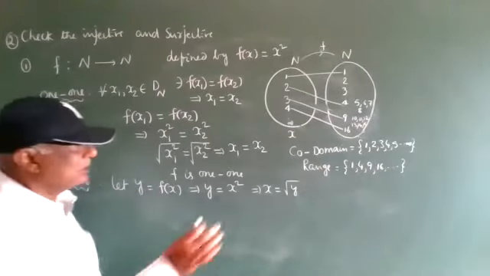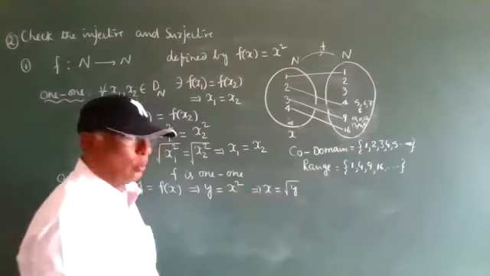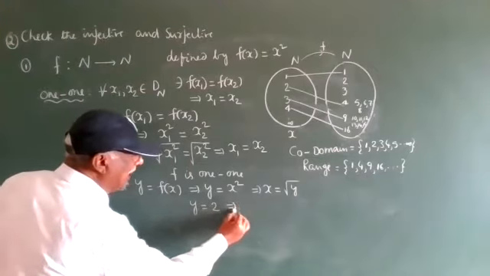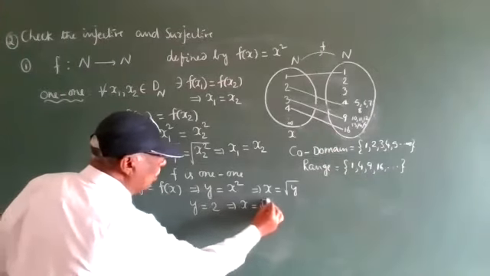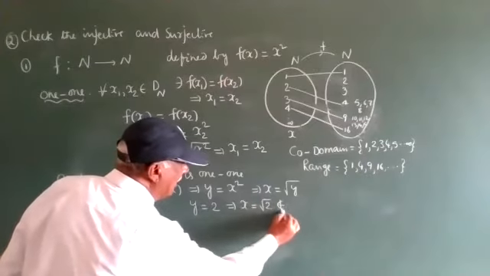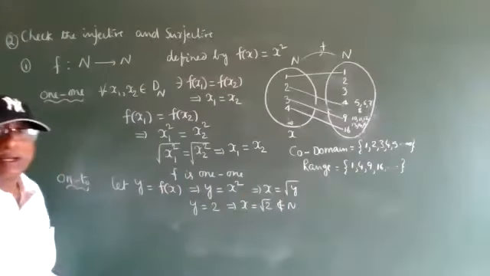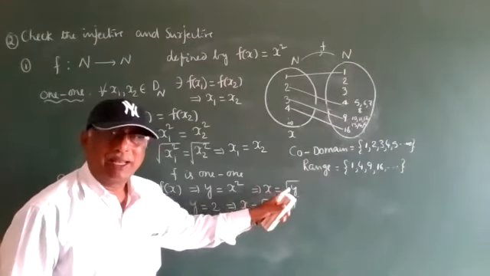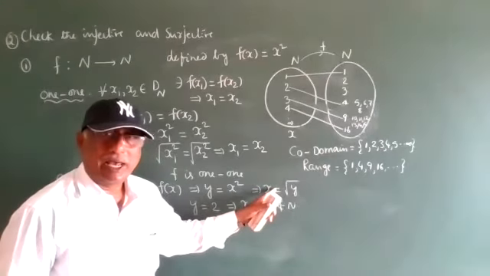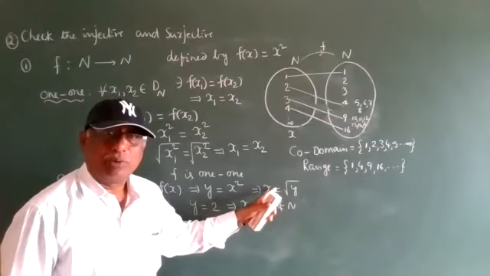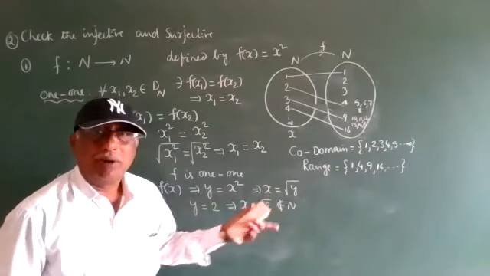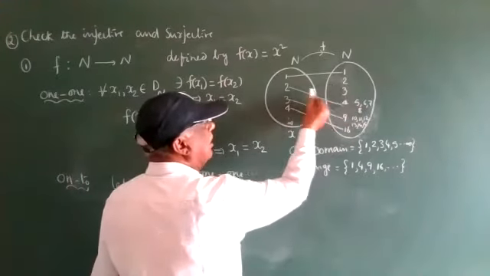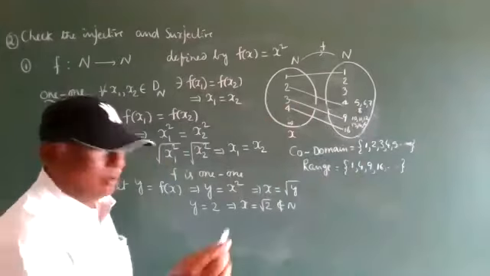Otherwise, in place of y we can put 2. Now see, y = 2 implies x = root 2, which does not belong to the natural numbers. But for 4 we get 2, a natural number. For 9 we get 3, and for 16 we get 4, all natural numbers. But 2 has no pre-image, and 3 has no pre-image.